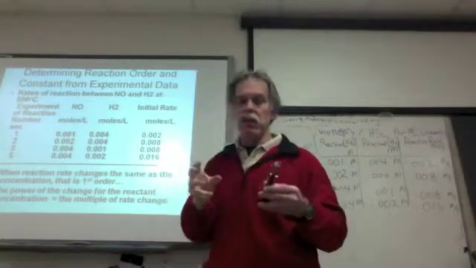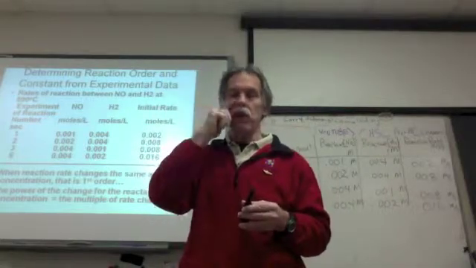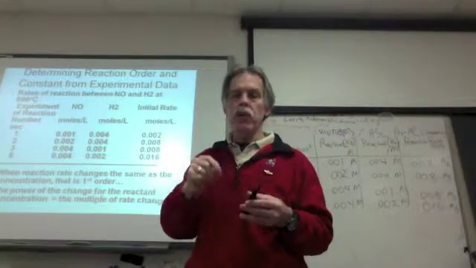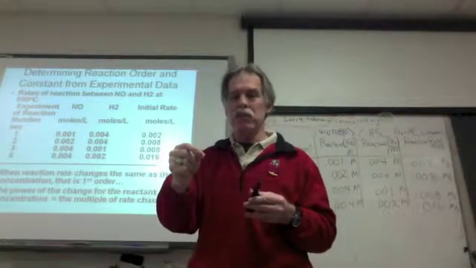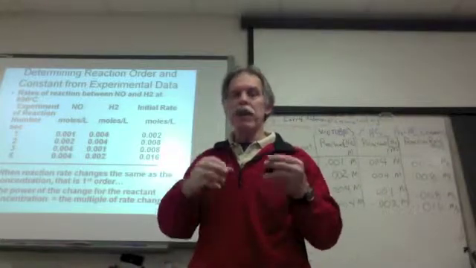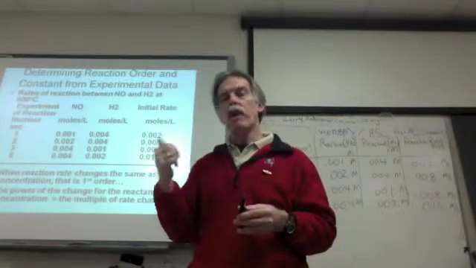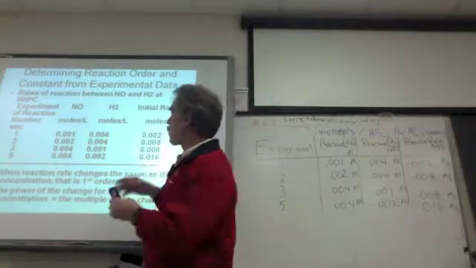So the next thing we do is we do 1 to the 2 and 2 to the 2. Well, 1 to the 2 is 1, 1 times 1 is 1, and 2 times 2 is 4. So what happens when we raise the exponent to the second power is that when you double the reactant amount, it quadruples the rate. So we look at the other reactant.